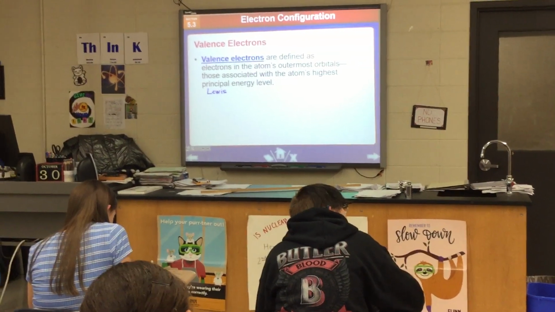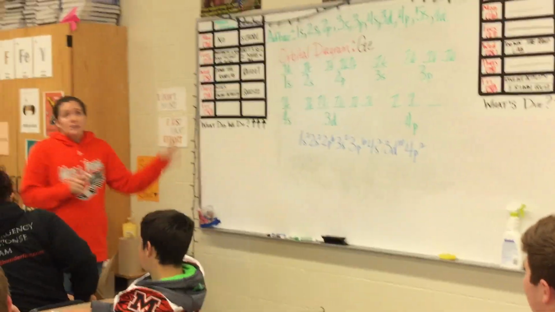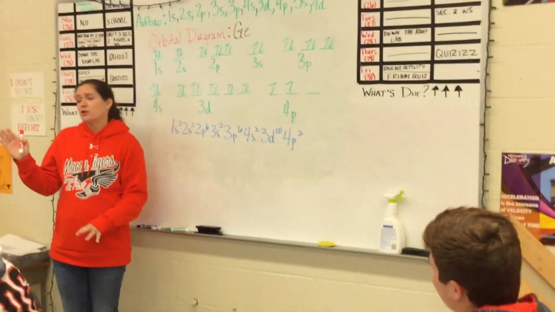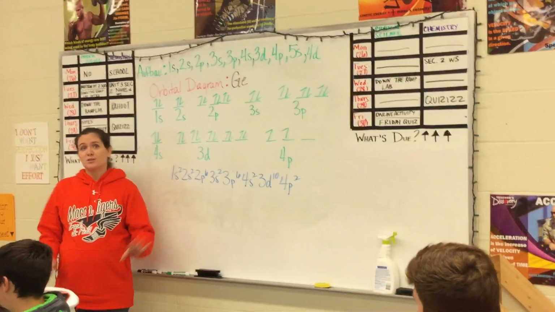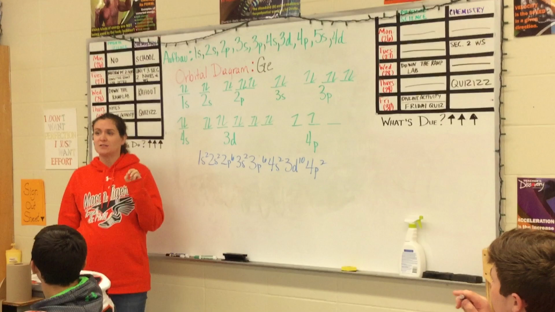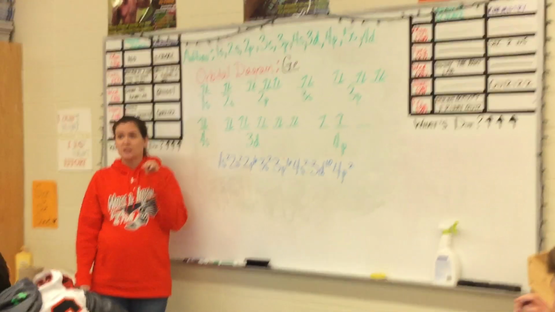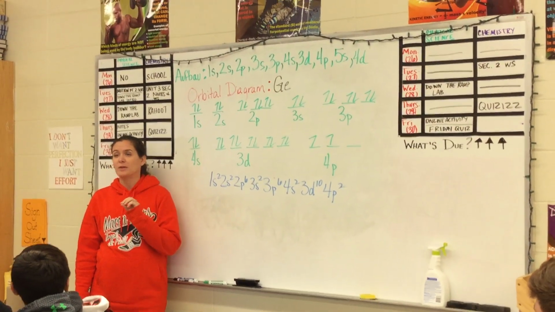So now I'm going to show you how to figure out how many valence electrons there are. We're going to use germanium since we already have this example. And we said that they are the electrons in the outermost energy level. So look at germanium. What's the highest principal energy level that still has electrons? 4. You all agree with that? Okay, so we're looking at energy level 4. How many electrons are in there?